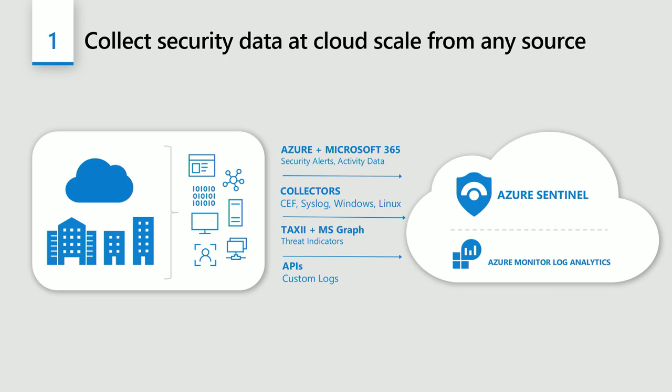And so we offer a number of ways to do that. For Azure and Microsoft 365, so being able to get your security alerts and activity data from those sources, you can enable them in literally one click. I'll show you how to do that in a minute.